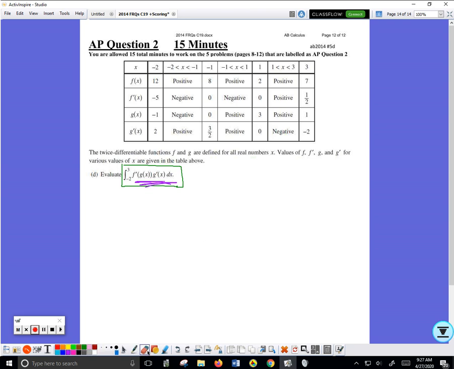Let's erase this. So I've got two functions being multiplied. I've got f prime of g multiplied by g prime of x. And if I say u equals this g, then the derivative of my pick, du over dx, that's going to equal g prime, which is the other of the two multiplying functions. So that looks really good. I need to remember to change my limits whenever I do a u substitution.